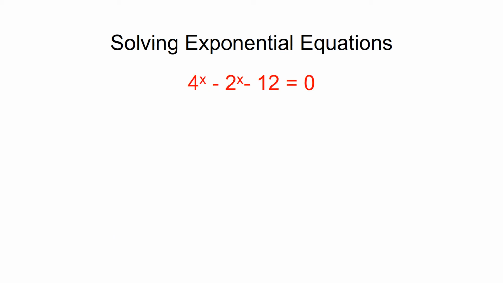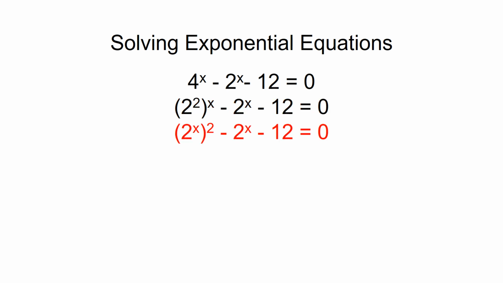Now let's look at a more complicated exponential equation. Here we have 4 raised to the x power minus 2 raised to the x power minus 12 is equal to 0. It sort of looks like a quadratic, which gives us a hint as to how to solve it. So let's look at that first term. We know that 4 can be expressed as 2 raised to the second power. Okay, and then the whole thing is raised to the x power. We know that we can express that same term as 2 raised to the x power squared.